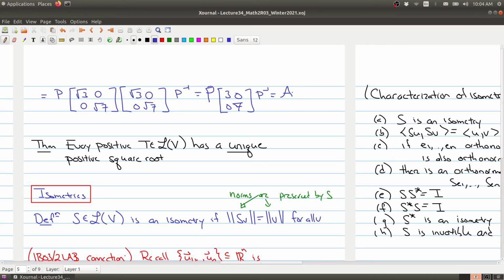One thing before we take a break from this part is that you can actually prove that every positive operator, not only does it have a square root, it has a unique positive square root attached to it. So we'll stop there, and then in the next part we'll talk about isometries, which is peeking up right over here.